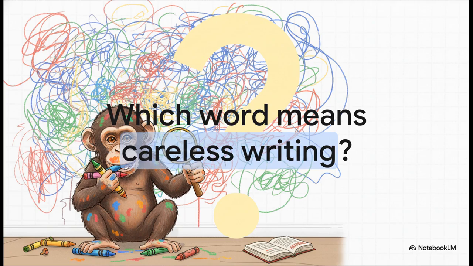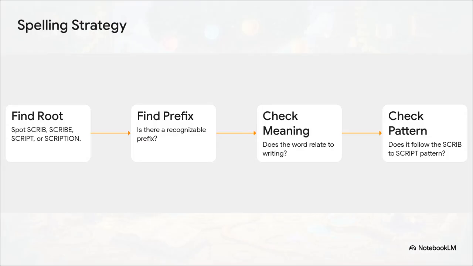And our final challenge question. Which word means careless writing? Remember the baby making a total mess with the crayons on the wall? And remember that really tricky double B spelling we talked about? The answer is Scribble. Remember, S-C-R-I-B-B-L-E. Absolutely excellent work.